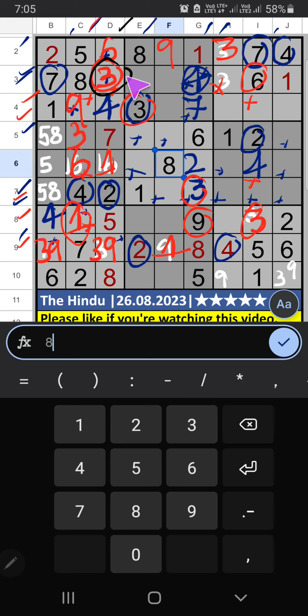Column D, we have 3. So 3 can't come in this cell, 3 is confirmed here. The 9 is here. Third row, 3 numbers are remaining, 5 to 9. Second grid, we have 9. So 9 can't come in these cells, the 9 is confirmed here. Then only 2 numbers are remaining, 2 and 5.